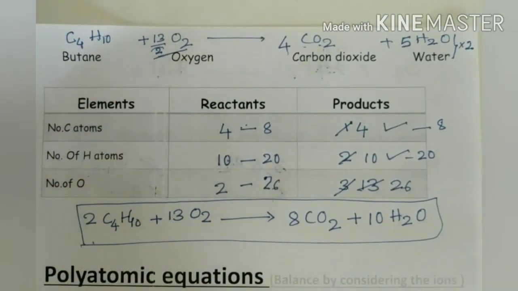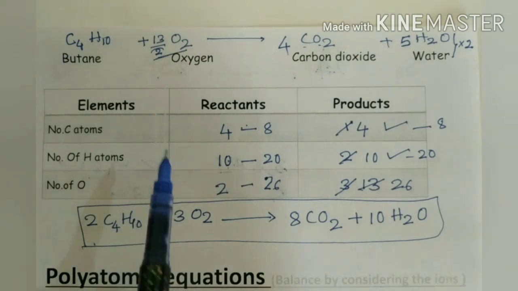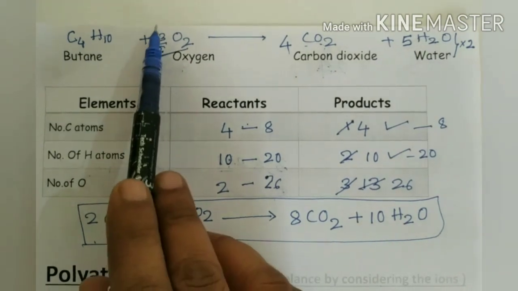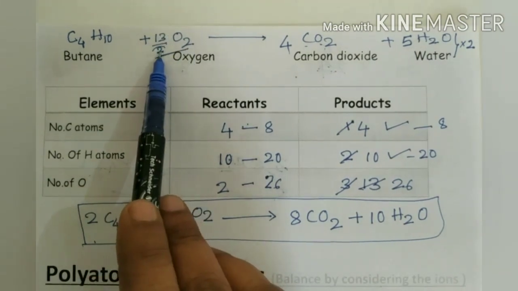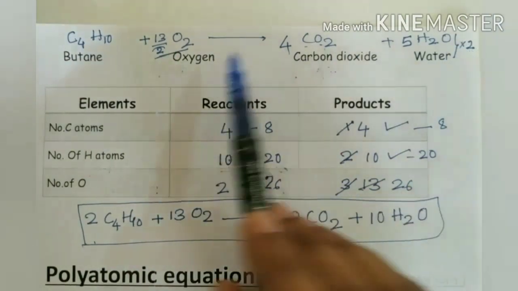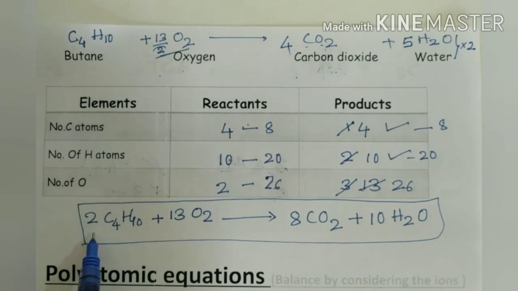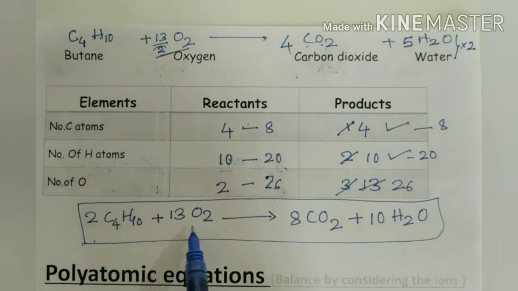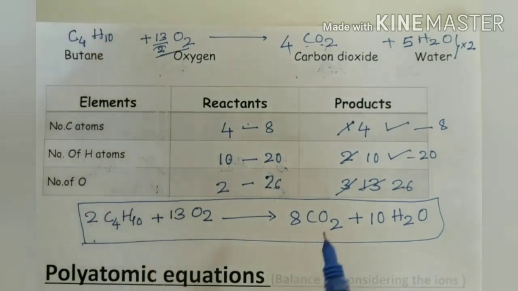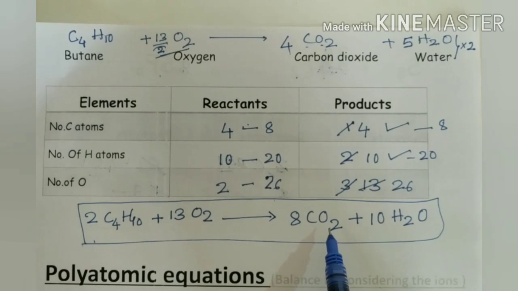Is that clear for you? See what I did to remove this fraction. I multiplied the whole equation by the denominator. When I multiply by the denominator, the whole equation changes. 2C4H10 means 2 molecules of butane, when combined with 13 molecules of oxygen, forms 8 molecules of carbon dioxide and 10 molecules of water.